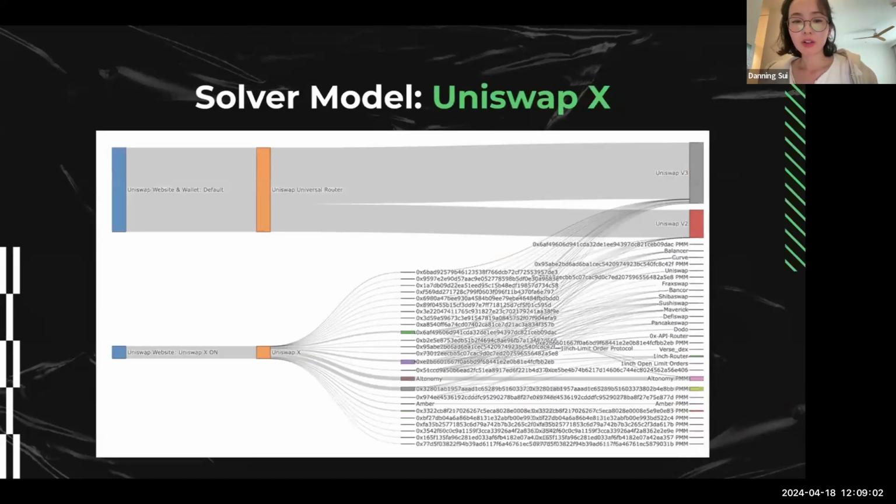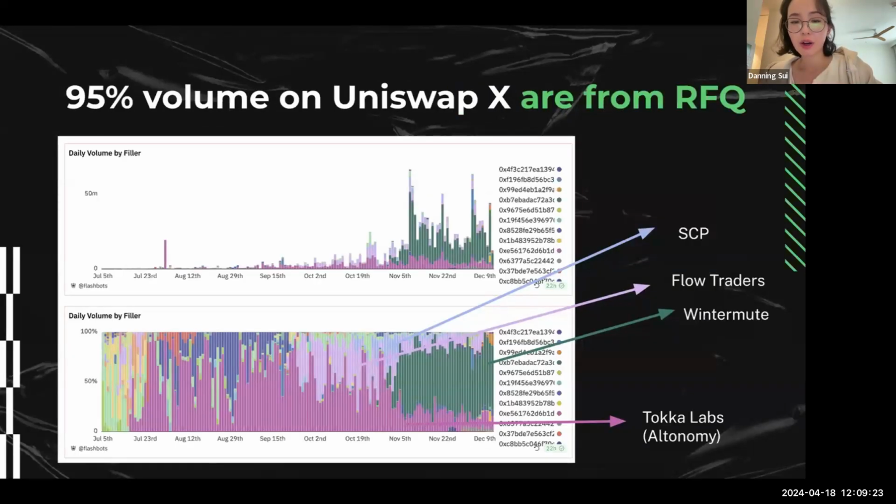And then this is the Uniswap solver model, and also the Uniswap classic router, which is the universal router. You can see clearly here that the Uniswap universal router is basically only routing across V2 and V3 pools, while UniswapX is basically all the RFQ parts going to Uniswap users. If we look further at all the different fillers who are winning the volume on UniswapX, you can see it's quite centralized. A few colors, basically SCP, Flow Traders, Wintermute, and Tokka Labs, four market makers are providing more than 95%.